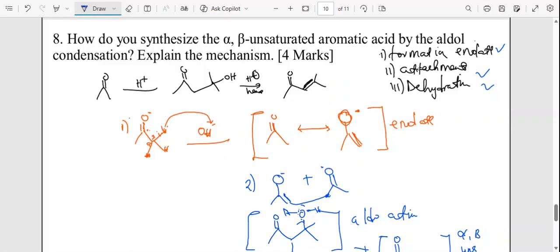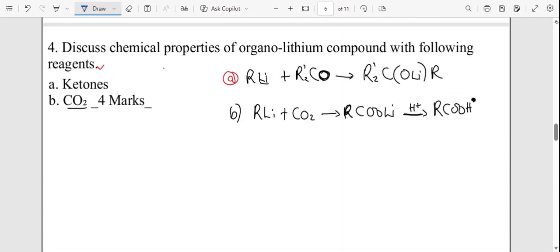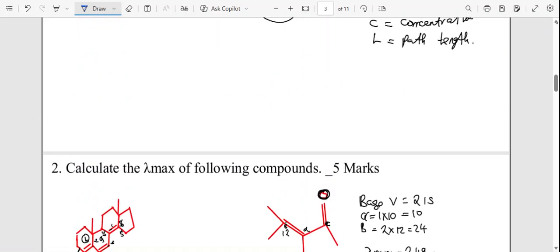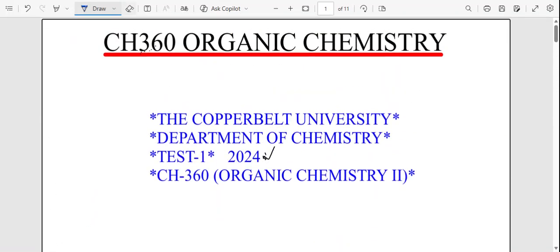First of all, formation of enolate, then aldol addition, then dehydration, then you are done, to form the alpha-beta unsaturated aromatic by the acid method. So these are the things you needed to write, and I think the explanation also helped you to gather some information. Yeah, keep practicing. Thank you very much.